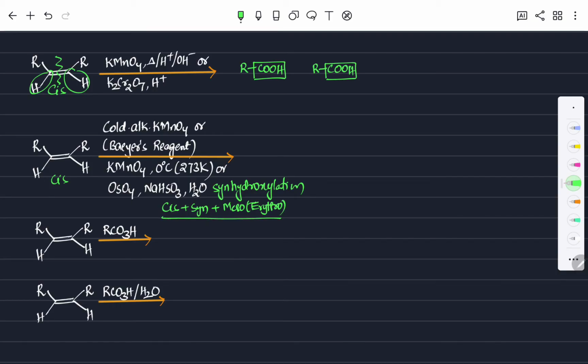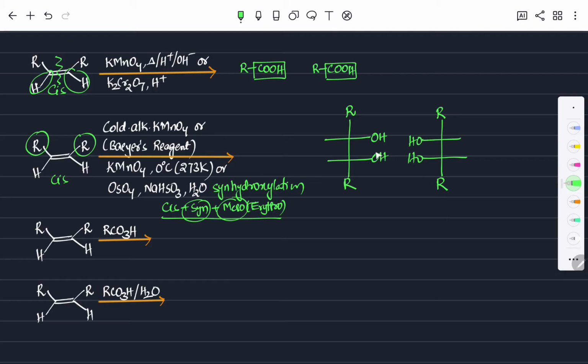And how to write the product? Simply, to write the answer directly, we take these two groups in the vertical position. It is the first carbon, second carbon, first carbon, second carbon. So these are the alkene carbons. Since it is a syn hydroxylation and meso type of compound, if you want to write the meso, you should write the adding groups on the same side.